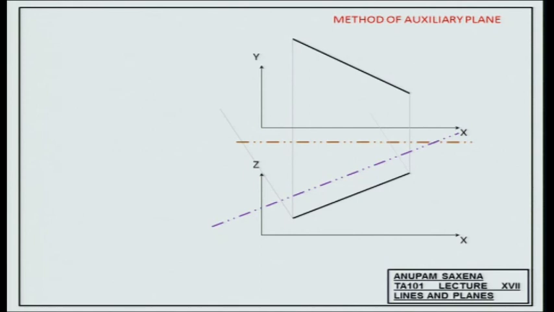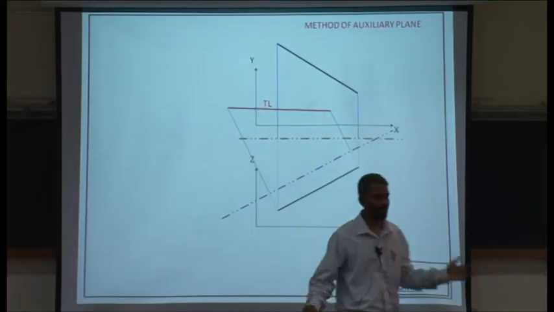Stay with me. Step number three: measure that distance and mark that distance over here. Step number four: measure this distance, and you're going to be measuring these distances from the hinge line. Mark that distance over here. You got two points, join these two points, you get a line which is going to be parallel to the auxiliary plane, and therefore it's going to be true length. So this is a three-dimensional line which is parallel to the auxiliary plane and therefore in true length.